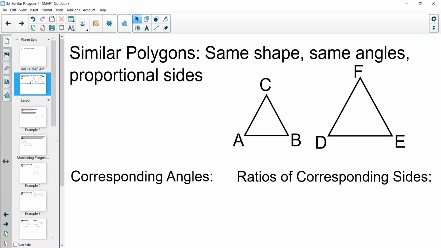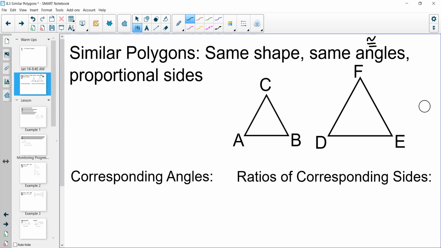So what does it mean for polygons to be similar? Well, similar polygons are polygons that have the same shape, meaning the same number of sides. Their angles are the same. Their angles are actually going to be congruent, or equivalent in measure. So congruent angles and proportional sides.